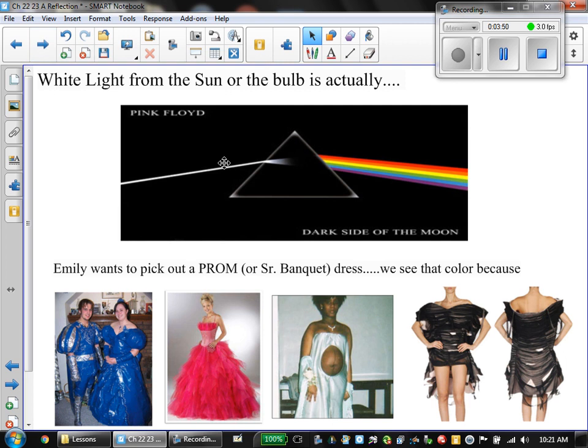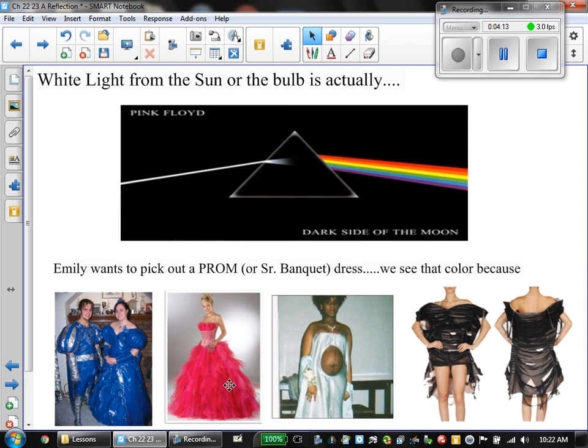So, for example, Pink Floyd's famous album cover, Dark Side of the Moon: white light goes into a prism. It actually does a process known as dispersion, also refraction, and it splits the light into component colors. So white light is really all of the ROY G. BIV colors mixed together. So when you see this lovely duct tape blue dress, it's blue because white light strikes it. All the other colors are absorbed except for blue. Blue reflects to your eye.